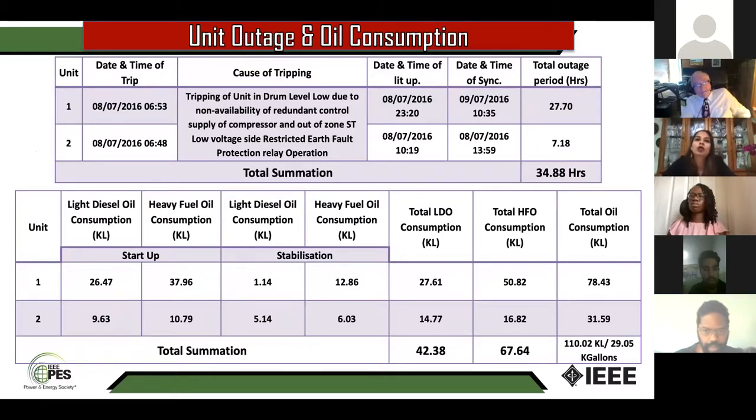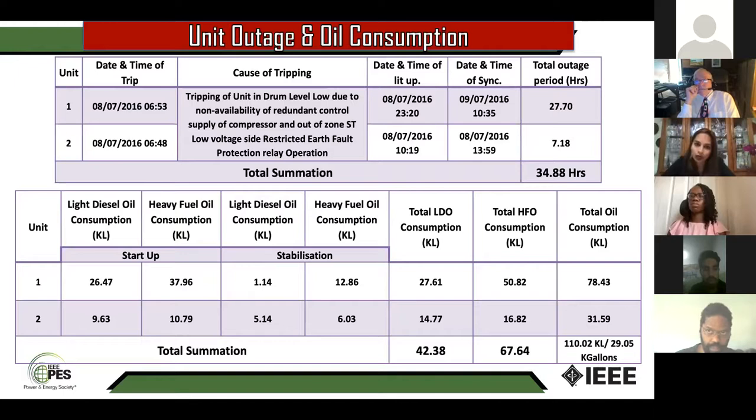So this is unit outage and oil consumption that happened during that particular tripping. This is real-time data. On July 8, Indian time, in the morning we had an alarm, and the tripping lasted for 35 hours. That's a cold tripping. That means we have to shut down everything. We have to restart from scratch.